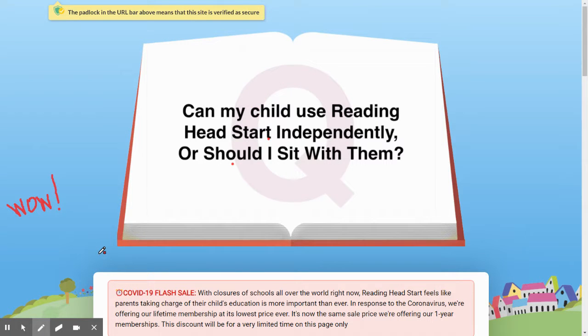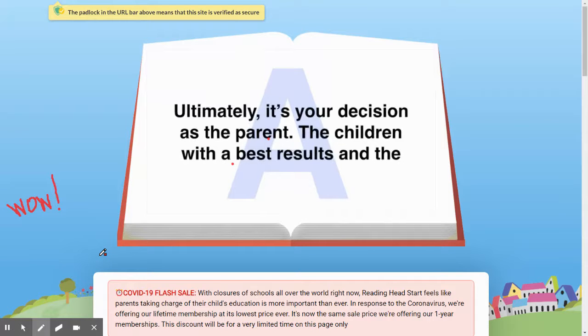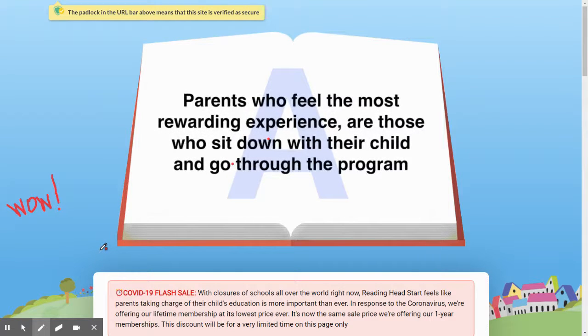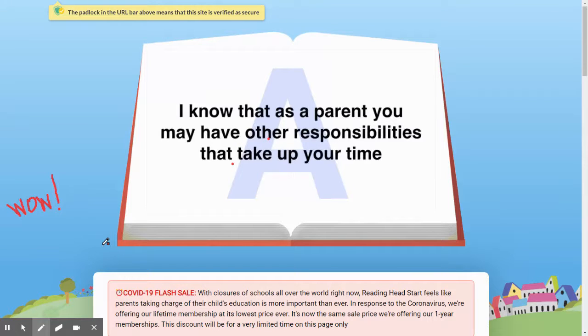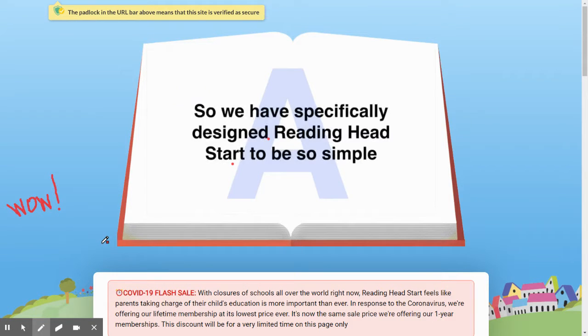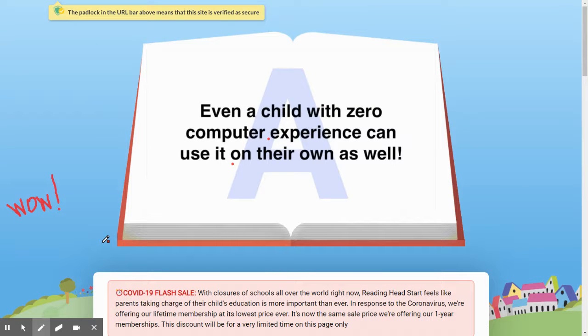Can my child use Reading Head Start independently, or should I sit with them? Ultimately, it's your decision as the parent. The children with the best results and the parents who feel the most rewarding experience are those who sit down with their child and go through the program. I know that as a parent, you may have other responsibilities that take up your time. So we have specifically designed Reading Head Start to be so simple, even a child with 0 computer experience can use it on their own as well.